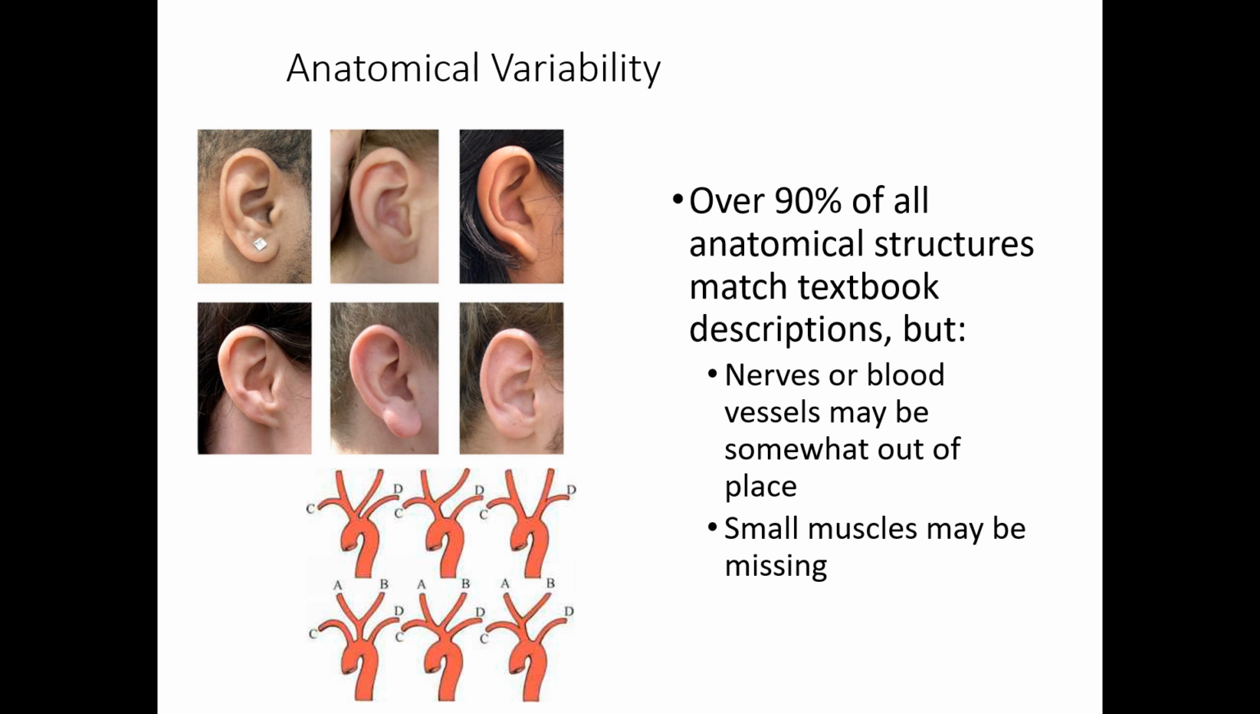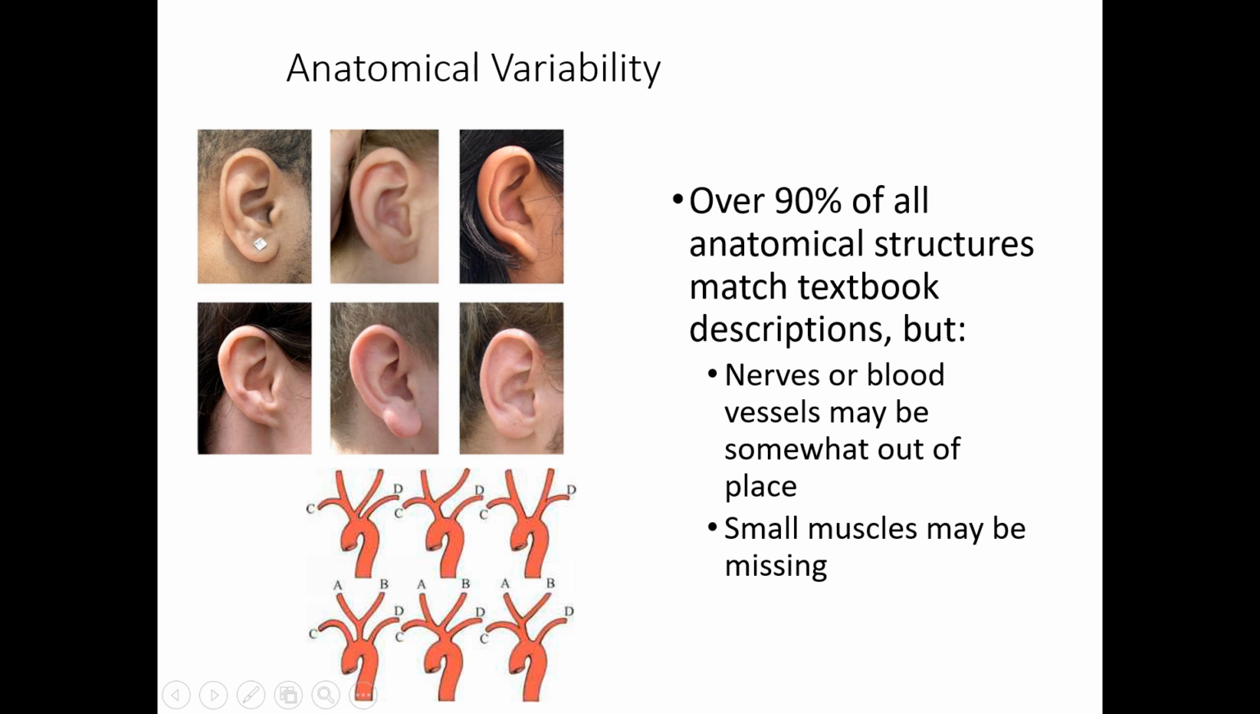Anatomical variability. If you look at each other, we all look different. If you look at our ears, noses, eyes, they all look different. That is called anatomical variability. And inside of us, all our organs and anatomical structures also look slightly different. About 90% of all structures inside of the human body match textbook descriptions, but sometimes there can be some variants. For example, some small muscles may be missing.